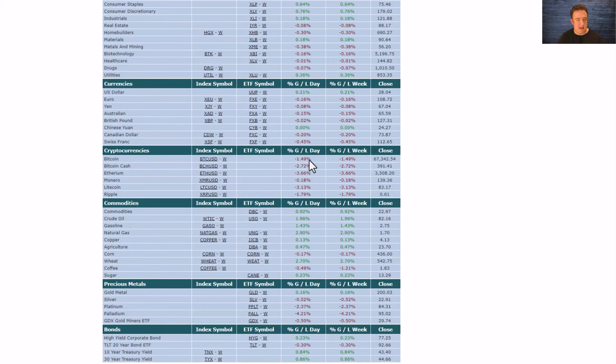Crypto finally getting a nice pullback. As you know, it's had one hell of a run, got quite extended, so we're seeing nice profit taking there. But we've also seen a lot of the crypto mining stocks have been super weak for the last week. And even today, MSTR, which is kind of a proxy of Bitcoin, had a real big haircut. So that area finally coming down back to earth.